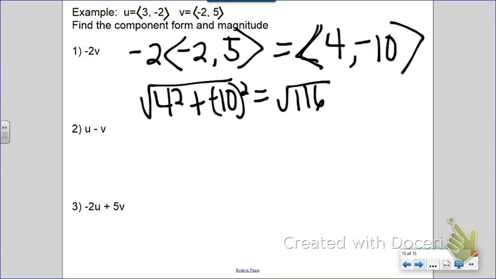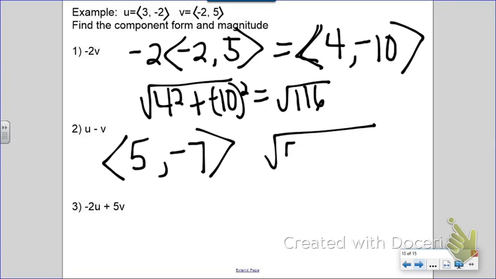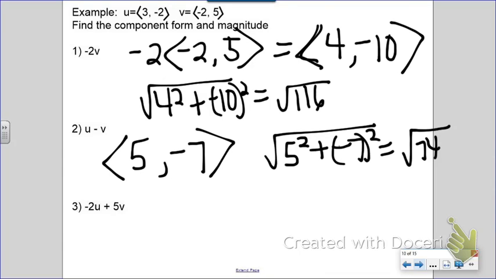And then for u minus v, we're going to take vector u minus vector v, so 3 minus negative 2 is 5, and then negative 2 minus 5 is negative 7. That's our component form. Magnitude is the square root of 5 squared plus negative 7 squared, and that would equal the square root of 74. If you want to get decimals for these, you can.